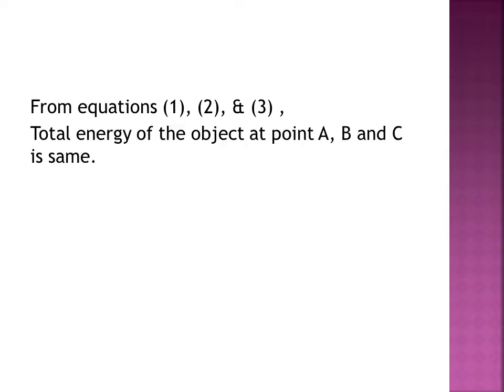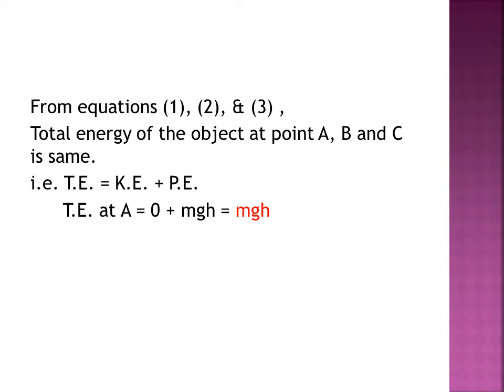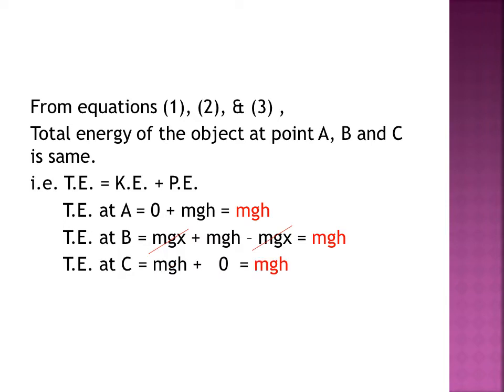From equations 1, 2 and 3, we will see that the total energies of the object at all the 3 points, that is A, B and C, are the same. Total energy is nothing but kinetic energy plus potential energy. So total energy at point A is 0 plus mgh, which will be equal to mgh. Total energy at point B is mgx plus mgh minus mgx. So plus mgx minus mgx got cancelled, it will be equal to mgh. Total energy at point C is mgh plus 0, so it will be equal to mgh.